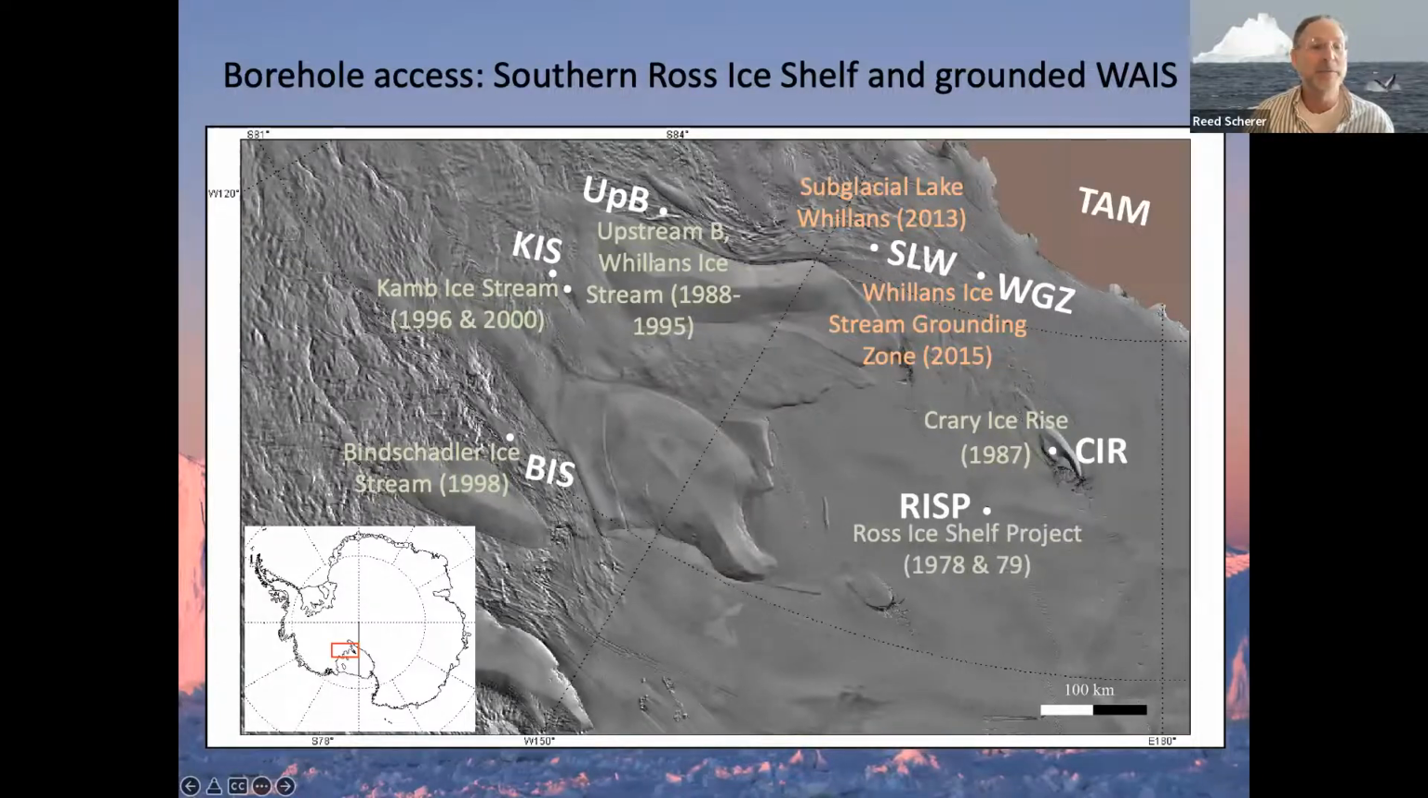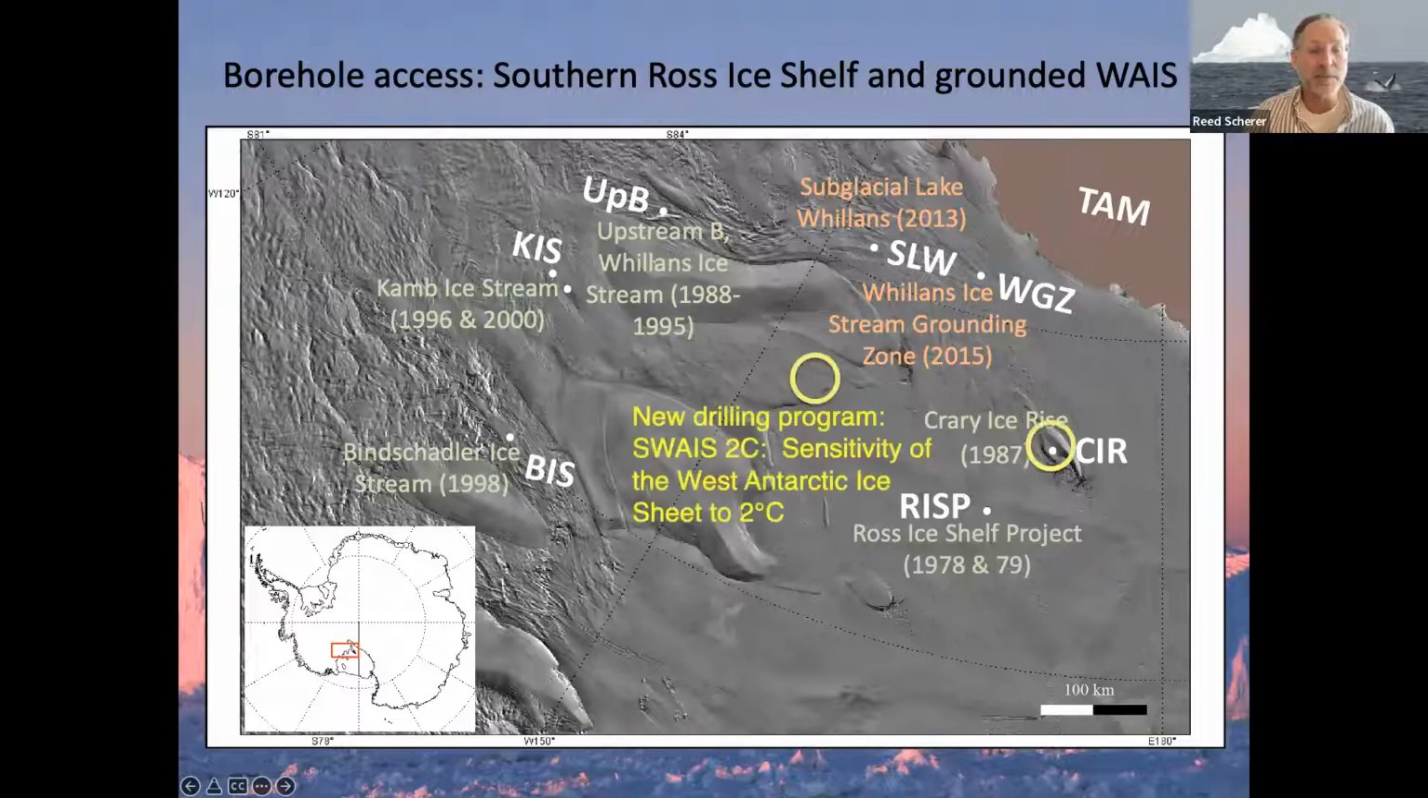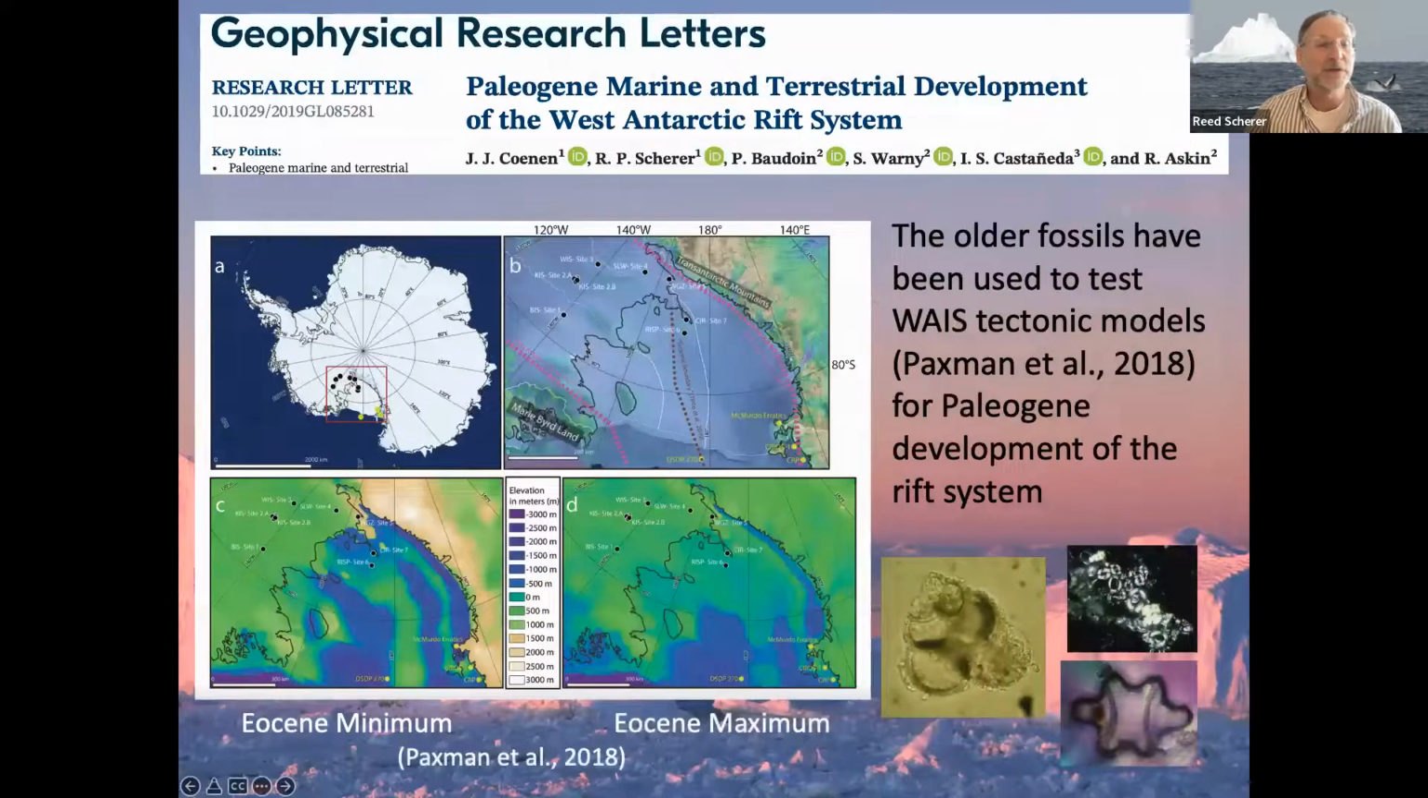And then samples recovered from the Whillans Ice Stream, the Kamb, and the Bindschadler Ice Stream, and then with the WISSARD Project, subglacial Lake Whillans and the Whillans Grounding Zone. And I'll point out there's a new program that's been funded now, SWAIS 2C, which is Sensitivity of the West Antarctic Ice Sheet to 2 degrees C. So this is a New Zealand and US and probably some other partners program that's ramping up now, where they'll be setting up a drill rig in stagnant ice at the lower reaches of the Kamb Ice Stream, which is currently stalled, and in stagnant ice at the Crary Ice Rise. So I'm looking forward to seeing what they recover over the next several years.